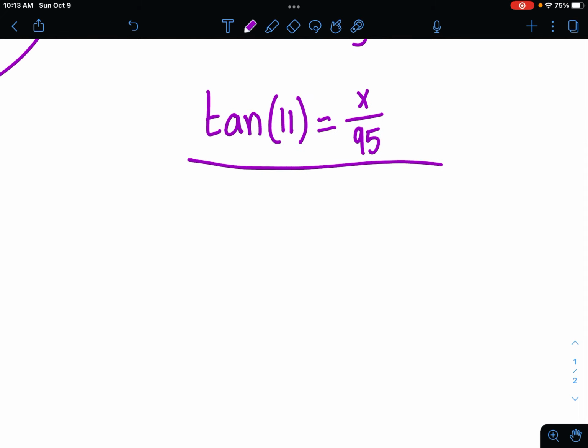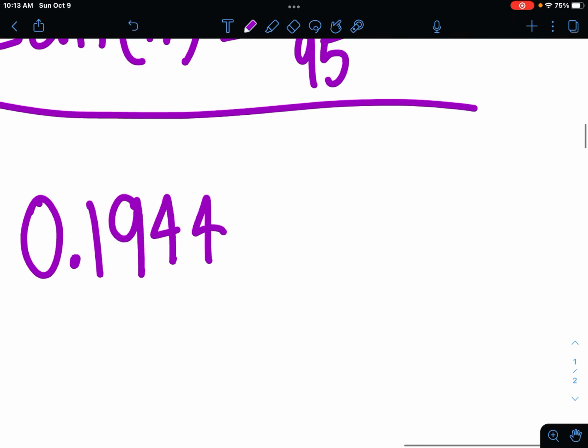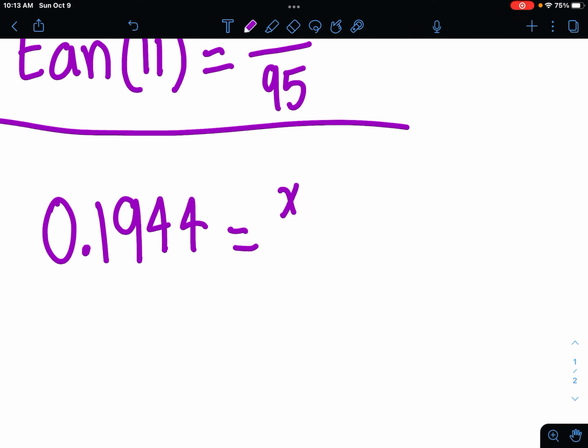The first thing that we need to solve is tan 11. Unless you are some sort of supercomputer, you are not going to solve that in your head. I have a graphing calculator beside me, but you could just use any calculator. Tan 11 will give us the following: 0.1944. It's 0.19438 and so on, but I'm just rounding. Equal to x over 95.